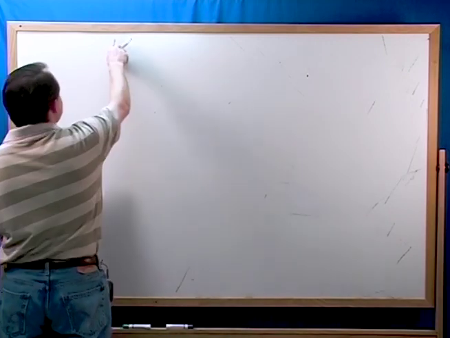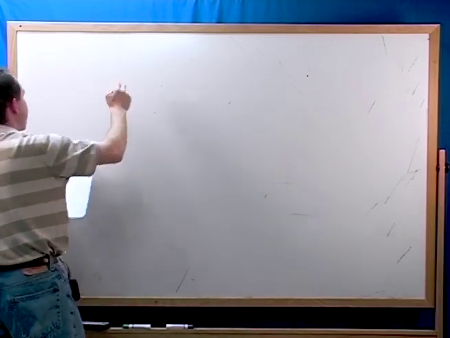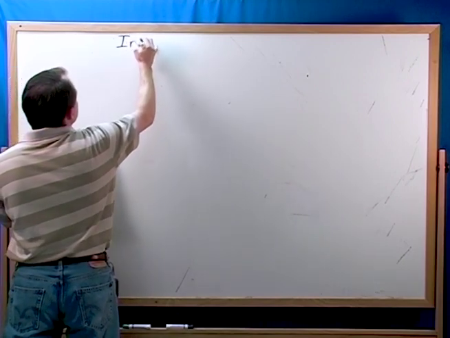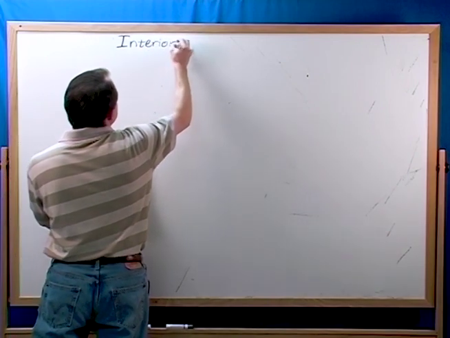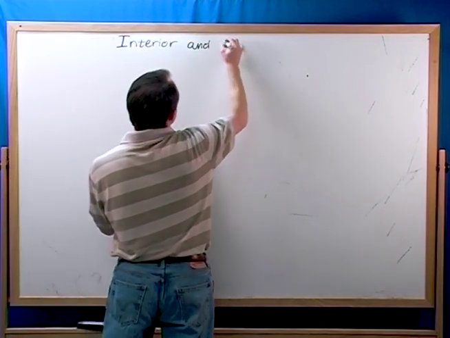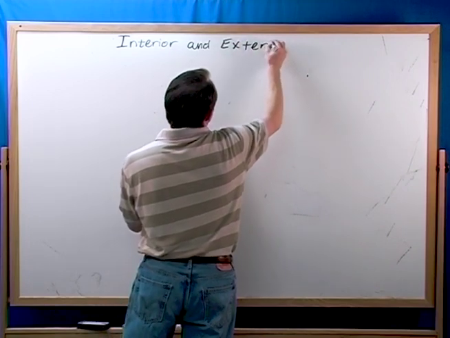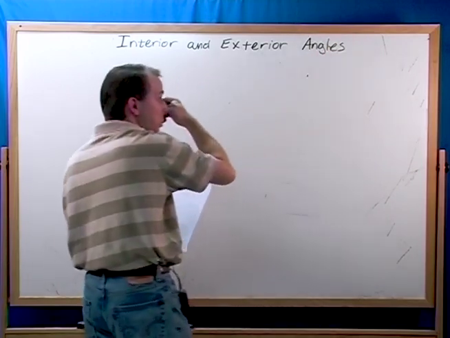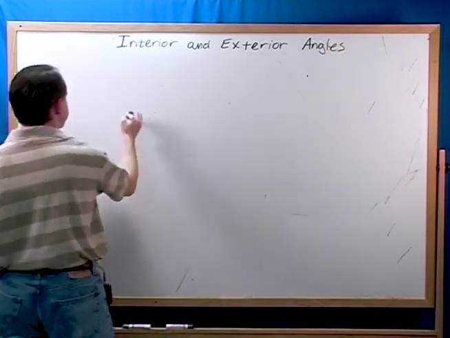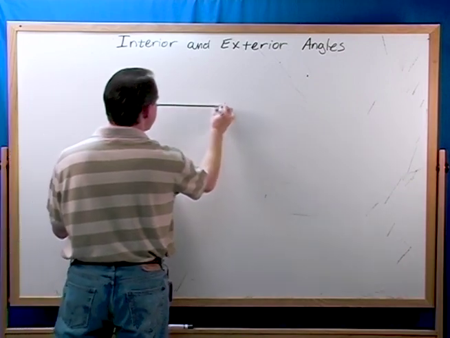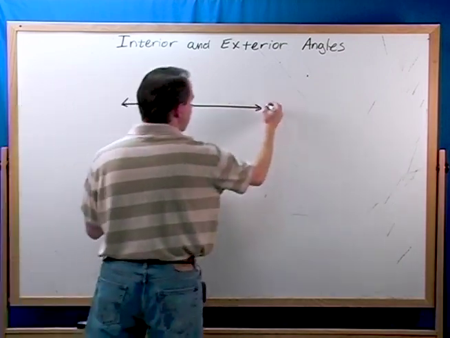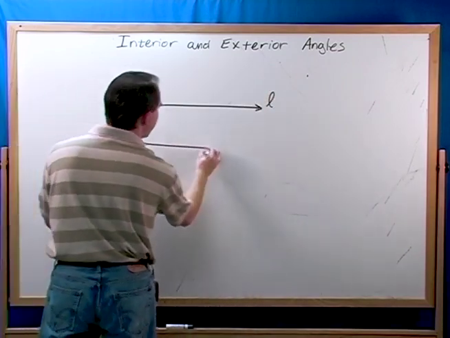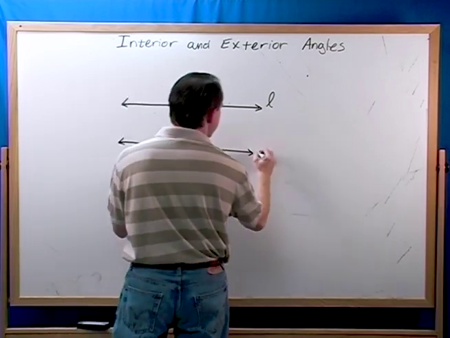So let's talk about the next topic, related, but the next topic, and we're going to call that interior and exterior angles. Okay, this is something we're going to learn about over and over again. Let's say you have a line, and we're going to call that line L. I can call the line anything I want, so I choose to call it L. And here I have another line. This line's parallel. Okay, so that line's M.